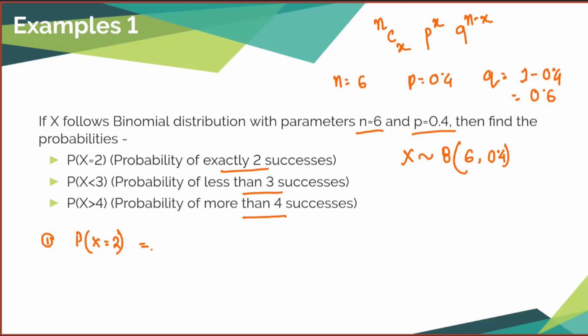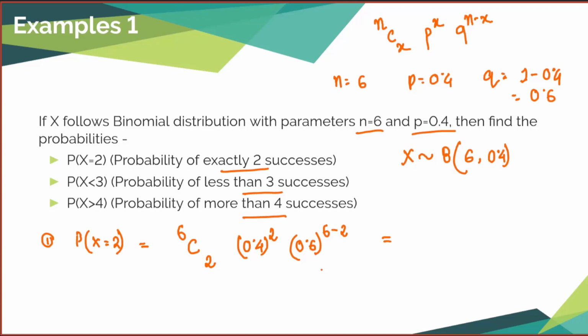So the formula here will be, we will replace n by 6, C, what is x? x is equal to 2. So 2. What is p? p is equal to 0.4 to the power x. What is x? x is equal to 2. And what is q? q is 0.6, right? 0.6 to the power n minus x. What is n? n is 6. And what is x? x is 2. So this is the formula to find out the value of exactly 2 successes, right?